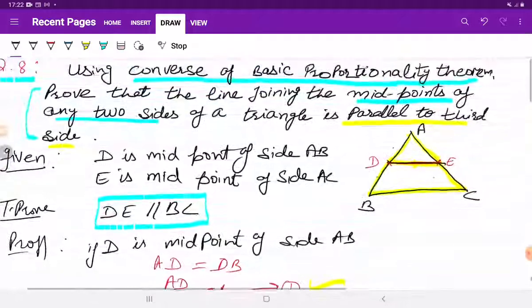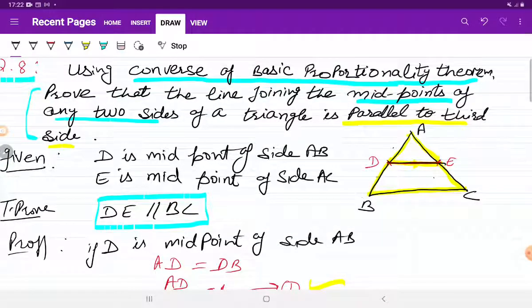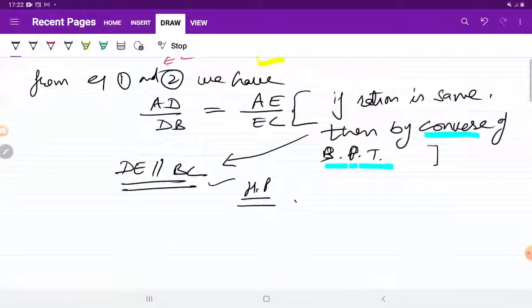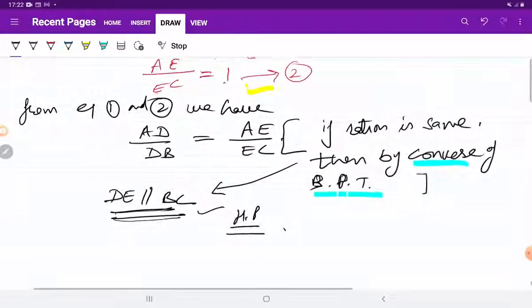Come to the statement. Prove that the line joining the midpoints of any two sides of a triangle is parallel to the third side. We joined the midpoints, that is DE. So DE is parallel to the third side, that is BC. So this way you can use your converse of basic proportionality theorem.